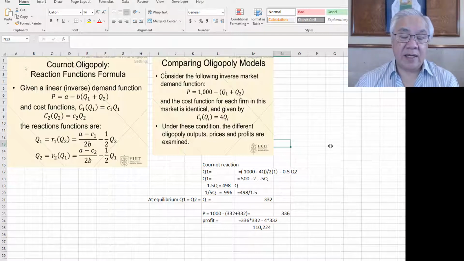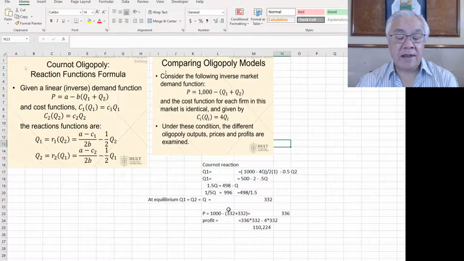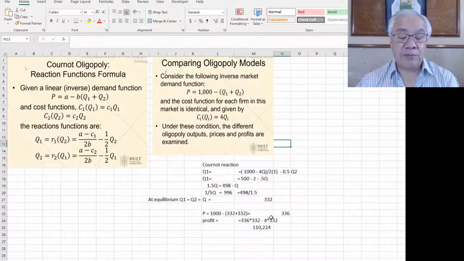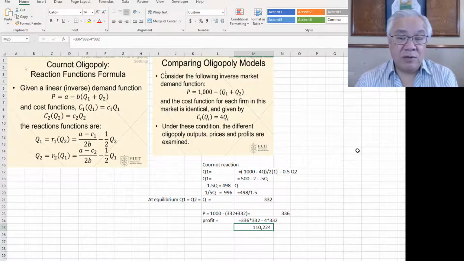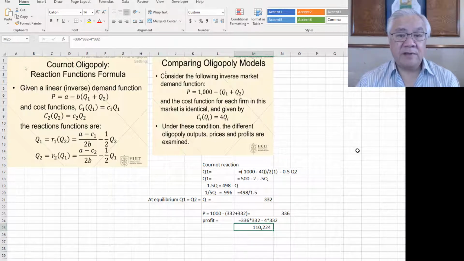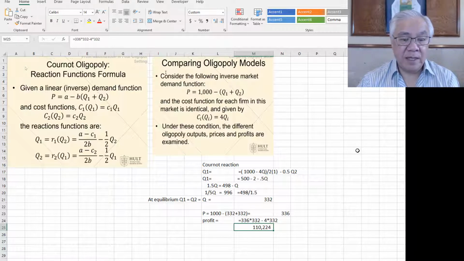The price at this point is based on this function here, 1,000 minus 332 plus 332, because they're identical, equals 336. So that's the price. And the profit equals the revenue, which is the price 336 times the quantity of 332, minus the cost, which is given here, of 4 times the quantity, or 4 times 332, and the profit is 110,224. And that is the profit for each of the two competitors, since they have the same cost structure and the same volume sold.